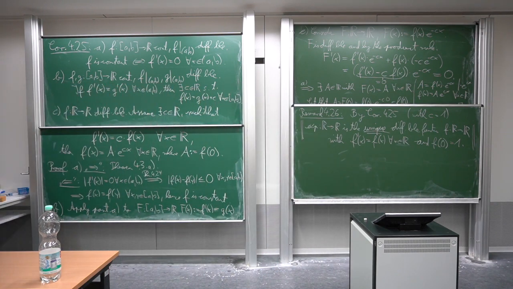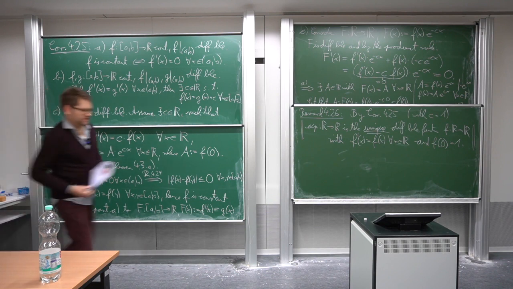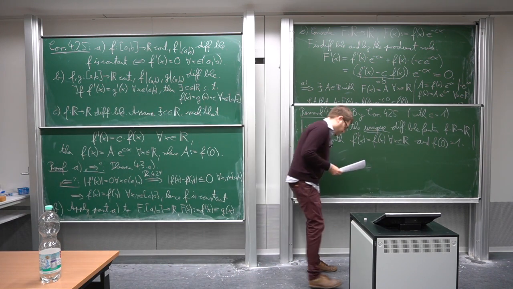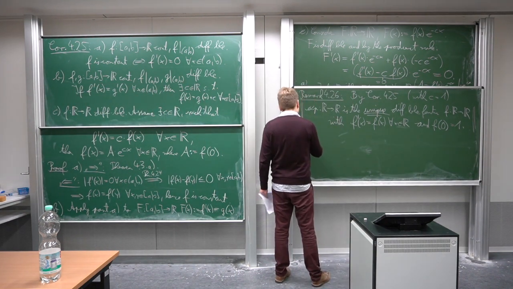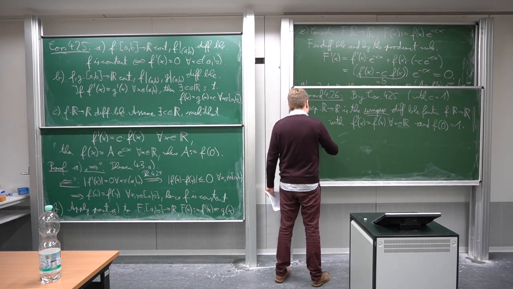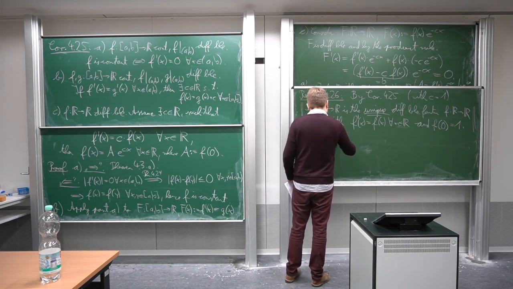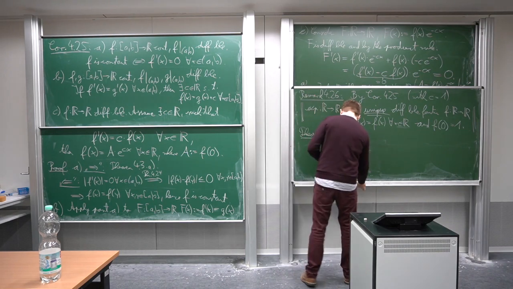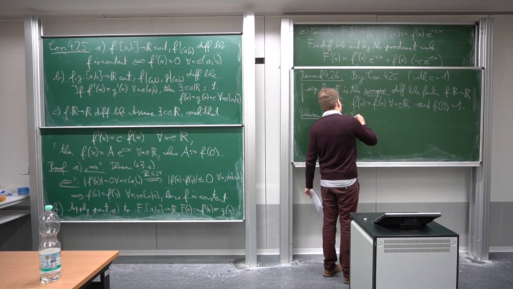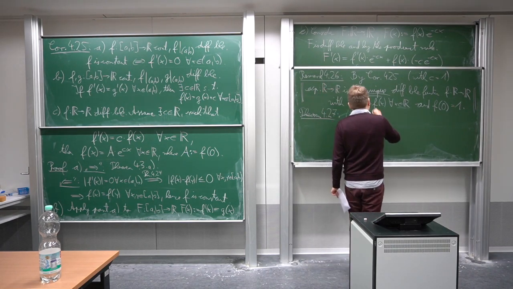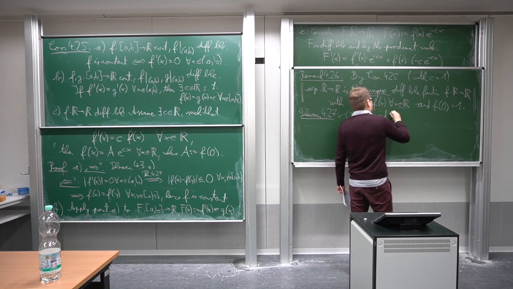Now, we are coming to an extension of the mean value theorem, the so-called generalized mean value theorem. And this now involves two functions instead of just one. Theorem 4.27, the generalized mean value theorem.